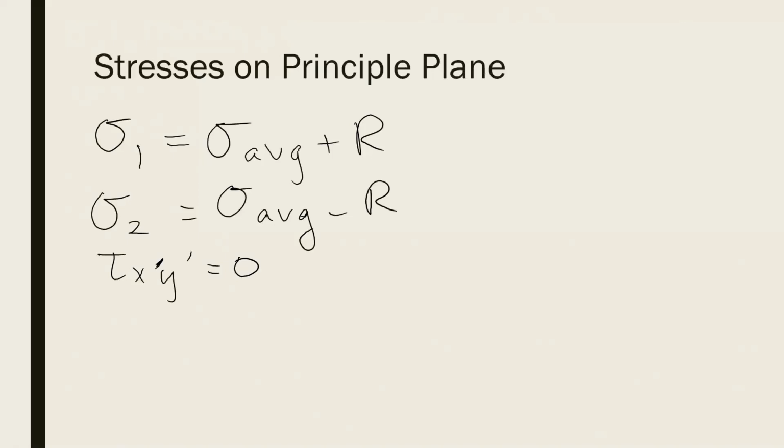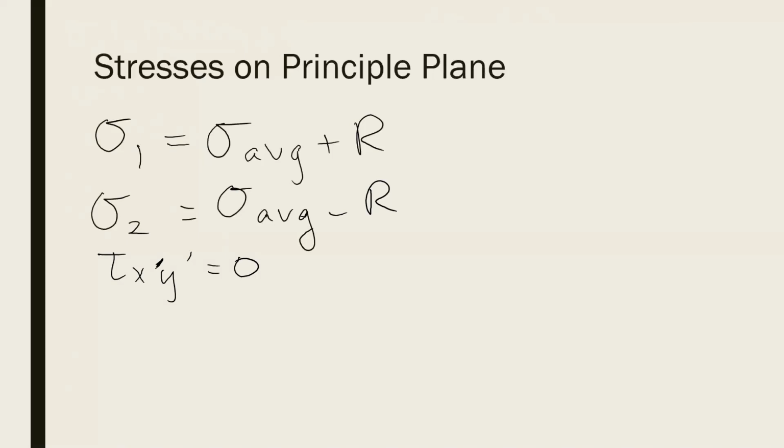So your principal plane is the plane on which you have 0 shear stress. You only have normal stresses on your principal plane. And those normal stresses will be the average of your normal stresses in any orientation.